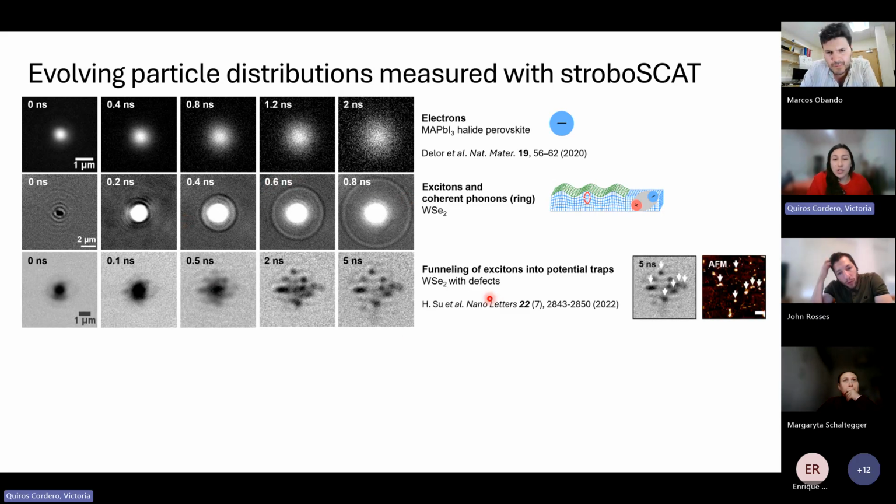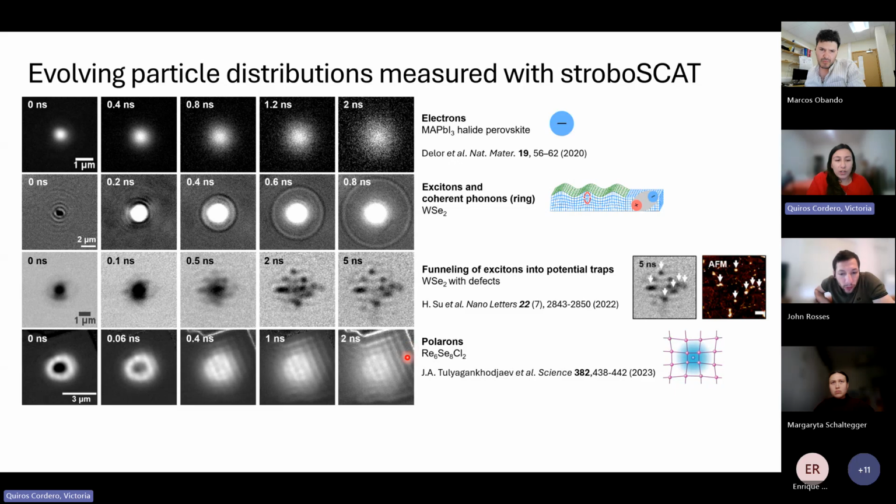We can also image funneling of excitons into potential traps. So in here, we also created a pulse of excitons in this same material with some bubble defects. You can see the defects here in this AFM. And then you see that those excitons propagate in time and funnel specifically into the positions of those nanobubble defects. And those nanobubble defects have this effect because of potential confinement, but we can also discuss that further.